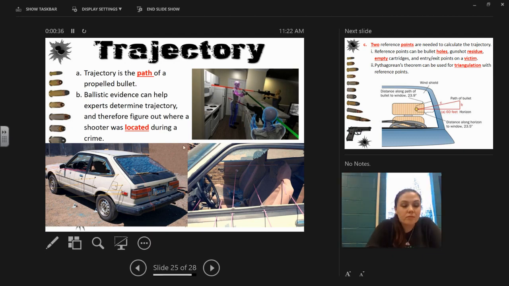Okay. So trajectory is the path of the propelled bullet. Ballistic evidence can help experts determine trajectory and therefore figure out where a shooter was located during a crime. So trying to figure out where they were at, checking the cameras, somebody how you can get how tall they were, and things like that.